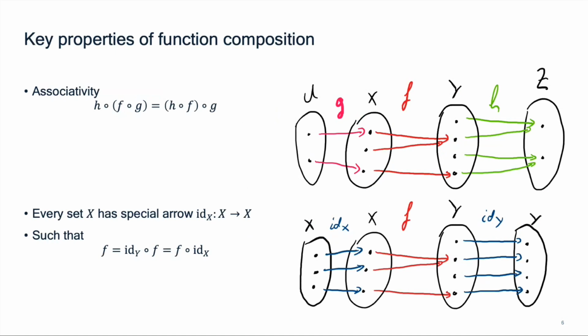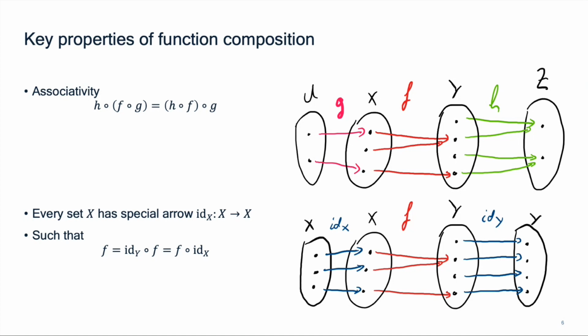And this compositional structure in this particular case satisfies two very useful axioms. The first is associativity. So if we have a function G from U to X, F from X to Y, and H from Y to Z, then we can first compose these two and then apply H, or we can first apply G and then apply the composition of these two.